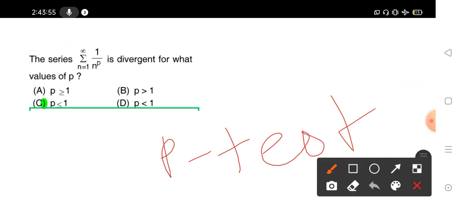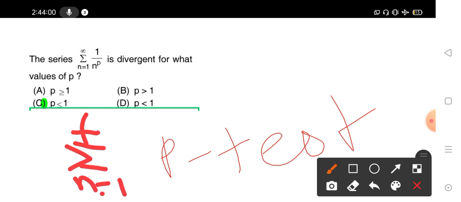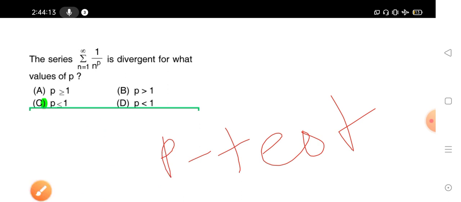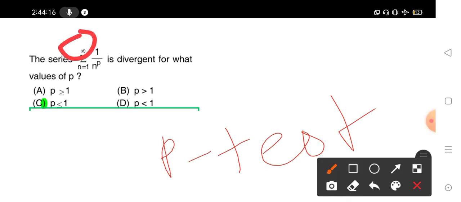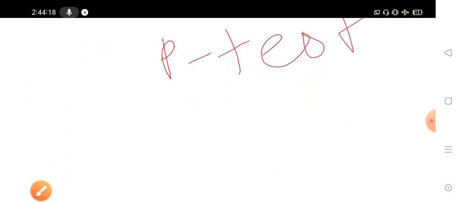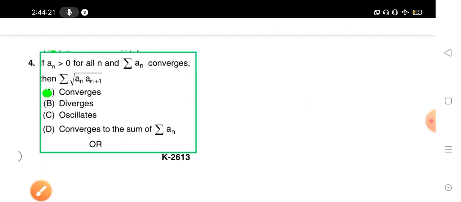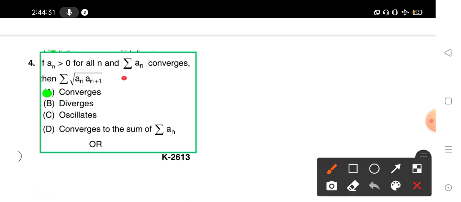In sum n running from 1 to a finite value, of 1 upon n raised to p, if p is less than 1 then convergent, and p greater than 1 is also convergent for a finite value. Here it asks for infinite value, so the option is p less than 1, divergent. An is greater than 0 for all n, and sum of an converges, then root an plus 1 also converges. This is also repeated.